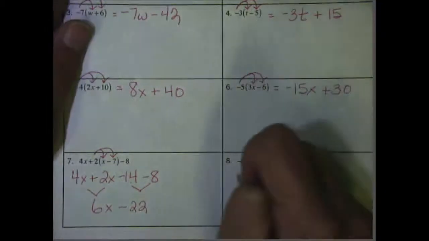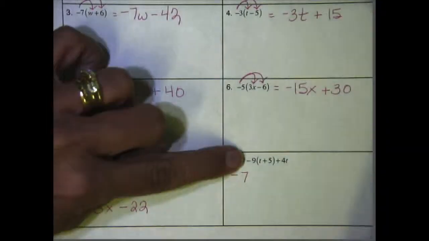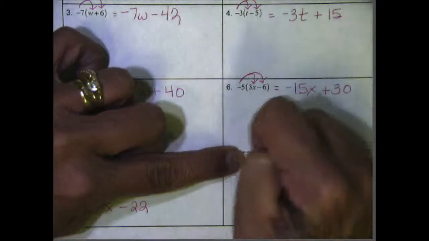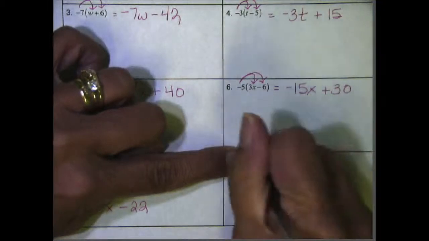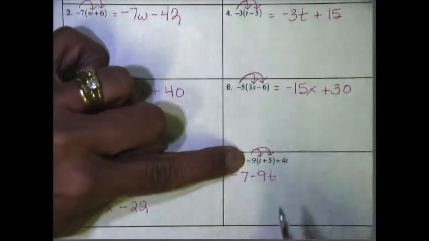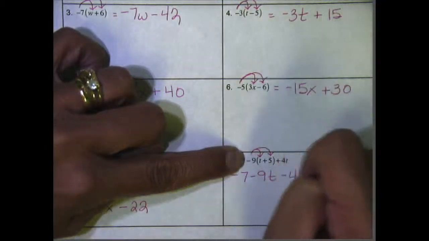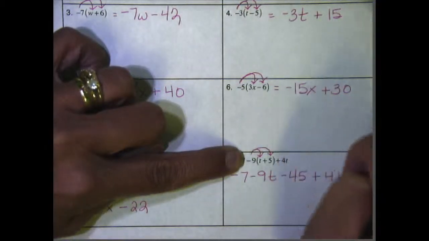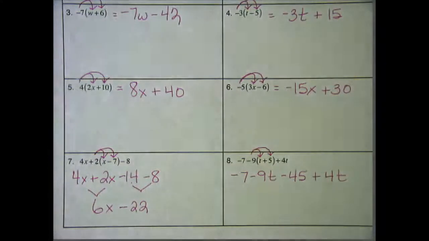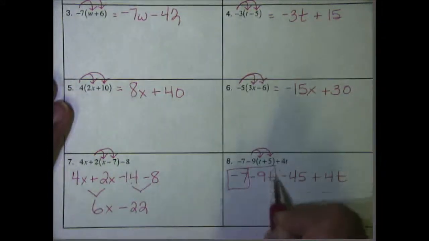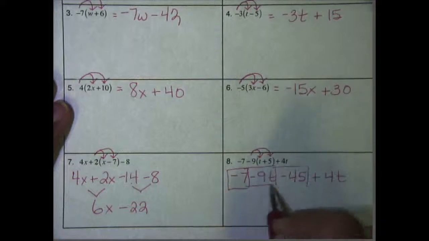Number 8, we have negative 7 out here. And then we've got negative 9 times t plus 5. So we'll take the negative 9, multiply it times t, and we get negative 9t. And negative 9 multiplied by 5, and we get negative 45. And then we have plus 4t outside the parentheses. This time we want to box them in because our like terms are not grouped together. So let's box our terms just like we did last week.